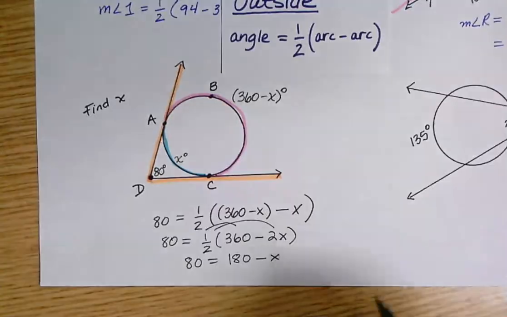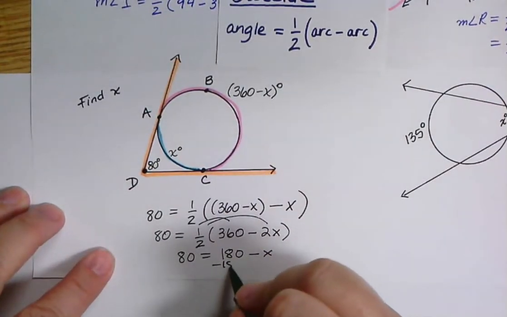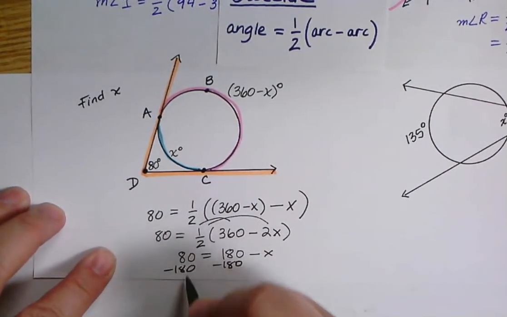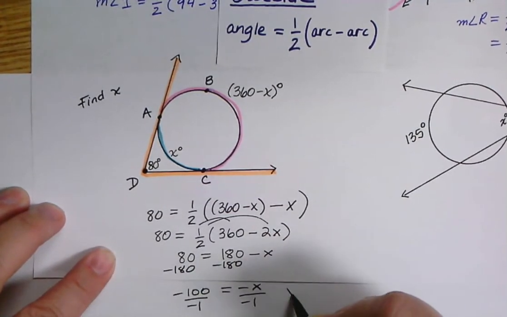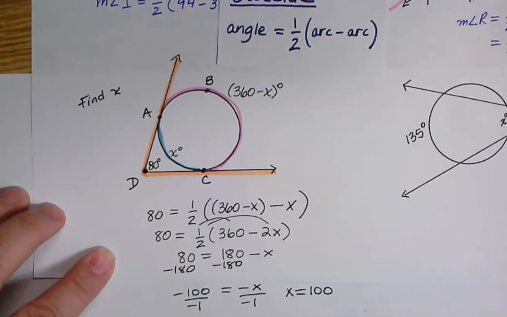Running out of paper here. So I'm going to subtract my 180 from both sides, and I get negative 100 equals negative x. And what do you know? I literally didn't even realize it was going to come out that way when I said, what if x was 100? But x is 100, it turns out. And that's how you do a problem like that.